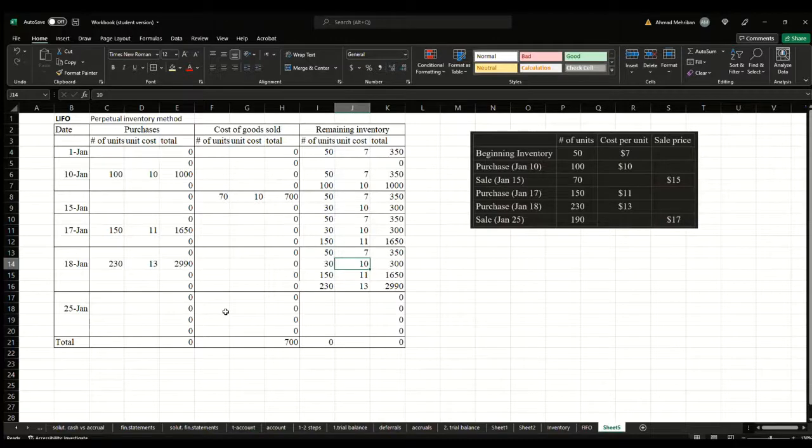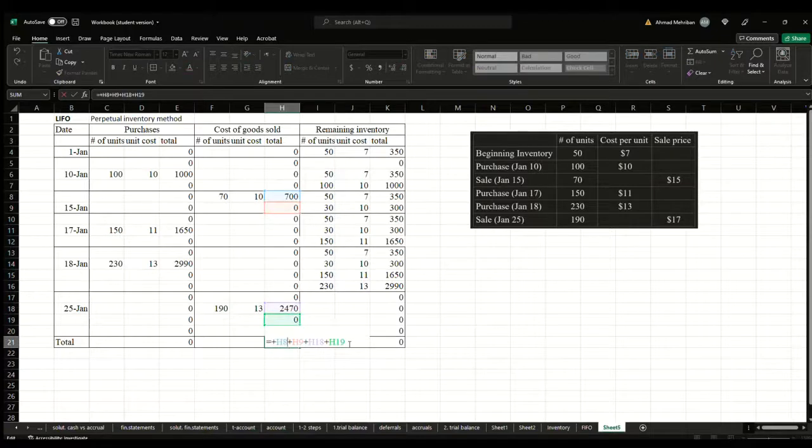Now on the 25th of January, we have a sale of 190 units. Again, we go from last in, first out, right? So the last lot that we purchased, which is this line, we're going to count the cost of this lot into our cost of goods sold. Since it's 190 units, and this lot has all of those 190, I can just move it here. Oh no, it messed up my formula. Just a second. 190 by $13 is 2,470.